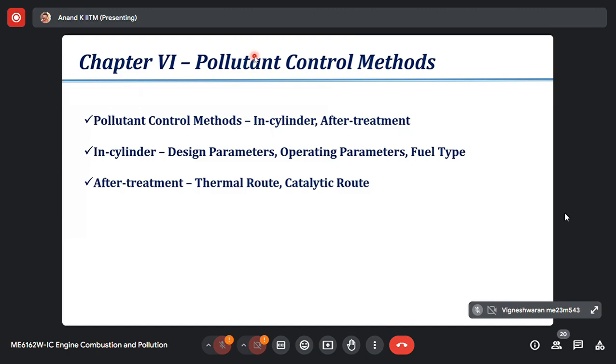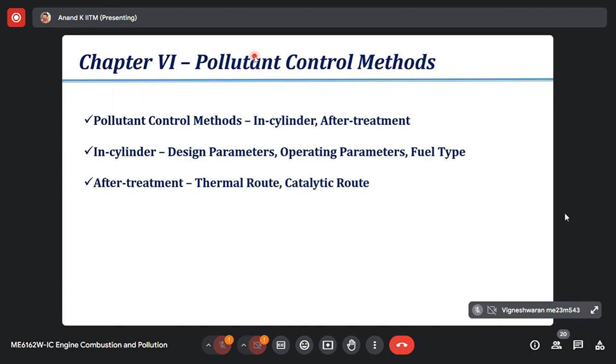This chapter in the last class. So far in the previous chapter, we discussed the primary pollutants, the health effects created by them, the mechanism involved in forming the primary pollutants in an IC engine, and the factors, engine design and operating variables that influence primary pollutant formation in an IC engine. Now, with that understanding, we are moving on to discuss the control methods, pollutant control methods.